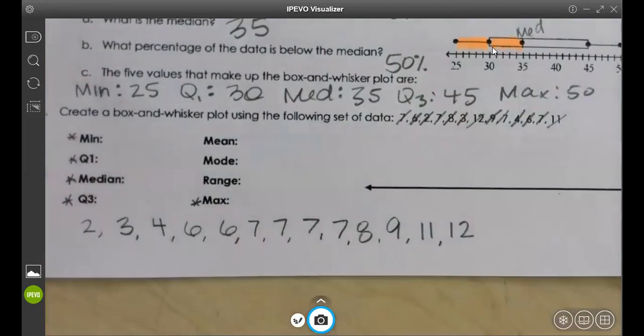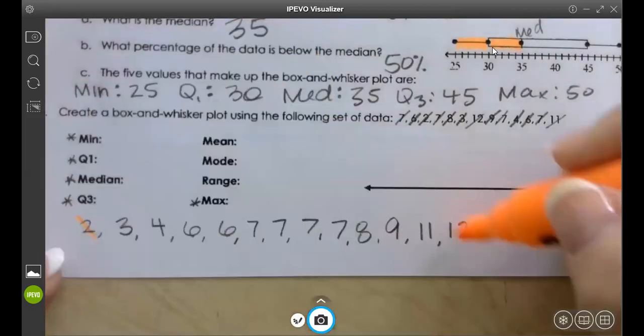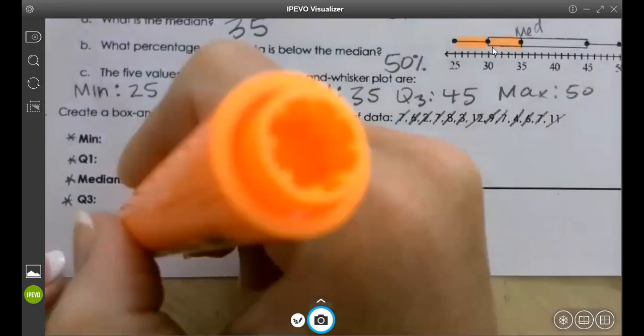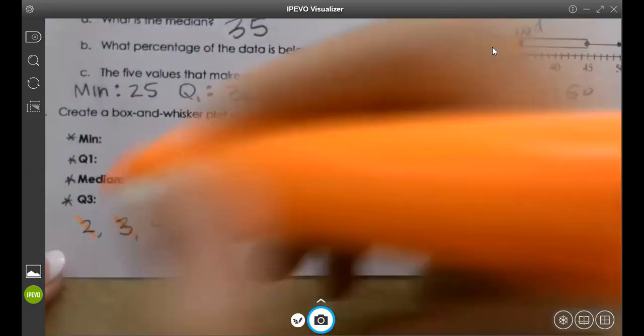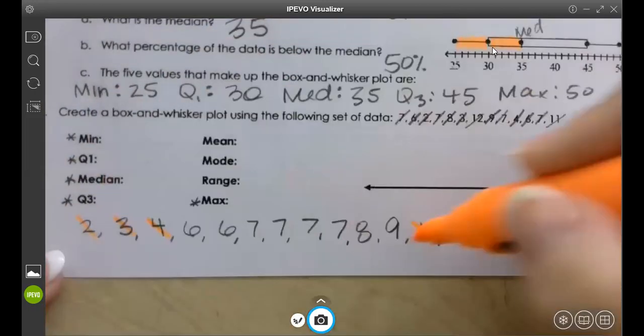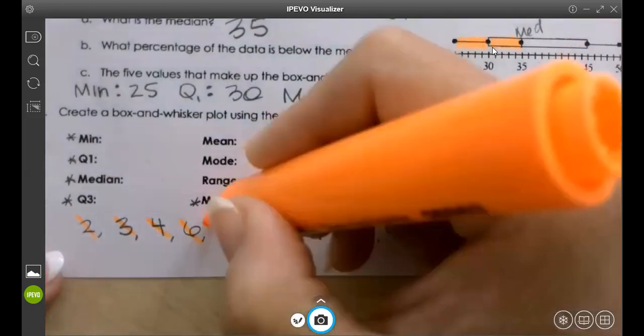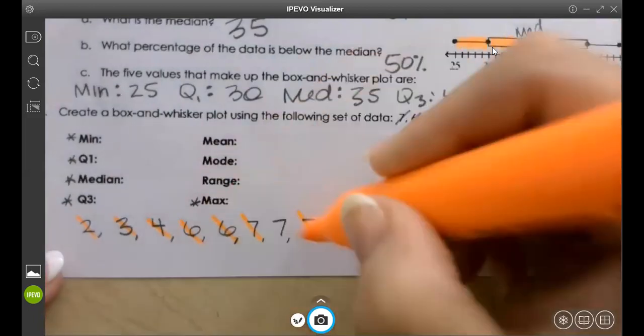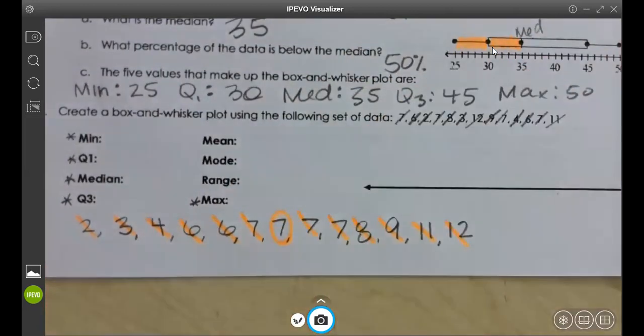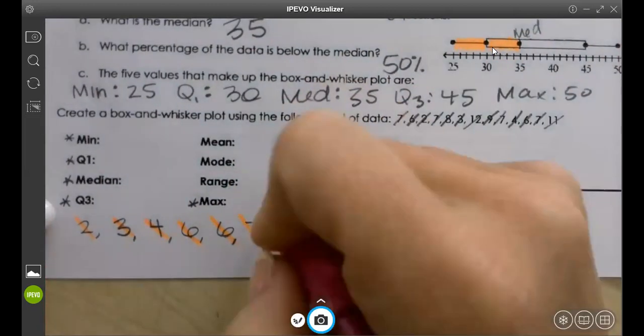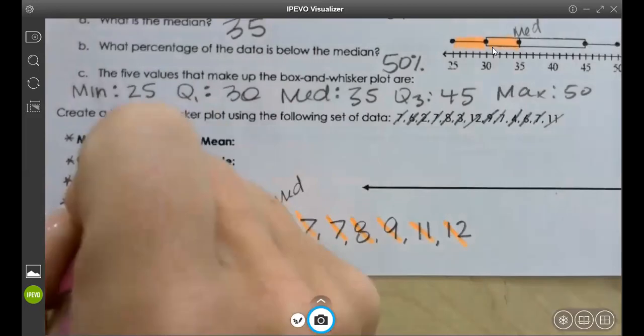All right. How do we find the median? That's the first thing we want to find. What is the median? It's the middle, right? So I'm not going to mark them out. I'm actually going to highlight them out so you guys can still see them. So the 2 and the 12 mark out. The 3 and the 11 mark out. The 4 and the 9. The 6 and the 8. 6 and 7. 7 and 7. So this is your middle. So your median is 7.